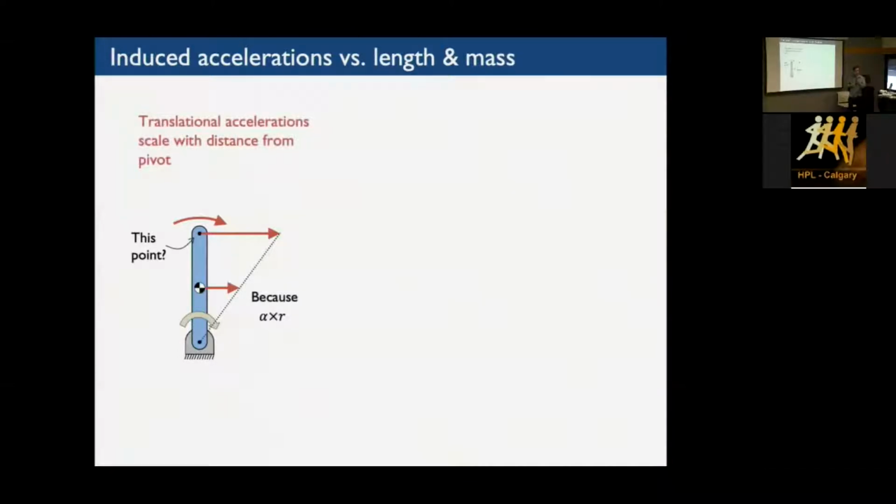Or you could also say the higher the acceleration given a torque. And that's because of a term that you see in the kinematics called alpha cross r, angular acceleration cross product with the moment arm.